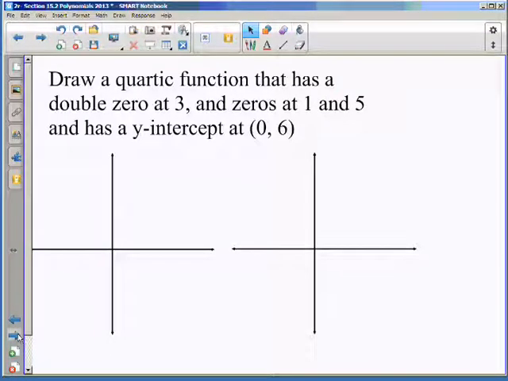Why don't you try drawing a quartic function that has a double zero at 3, zeros at 1 and 5, and has a y-intercept of (0, 6). You may not feel comfortable yet, but if you think about it, there's some definite points you'll put dots for, and from there, just kind of fill in the blanks.